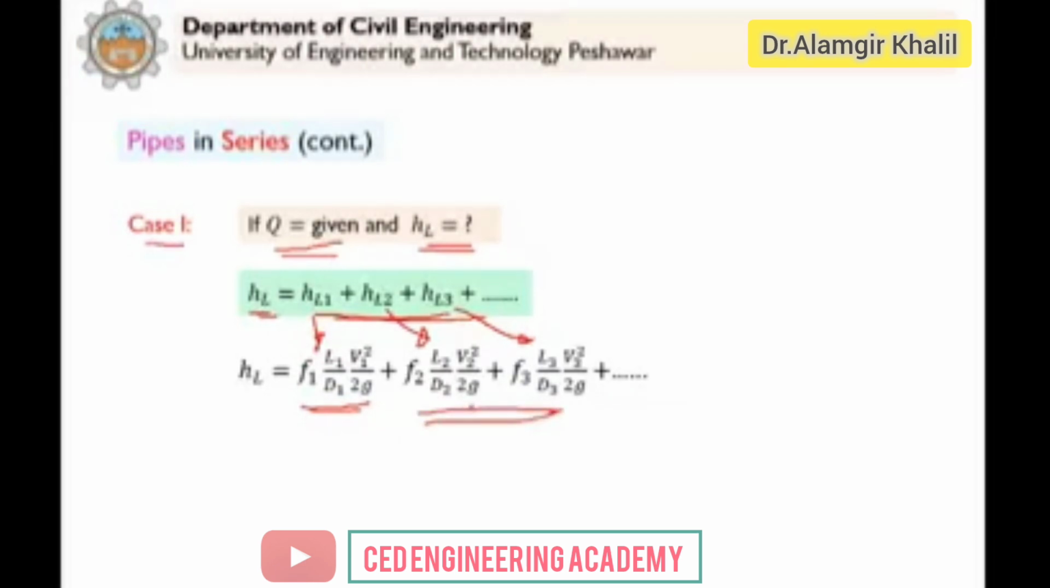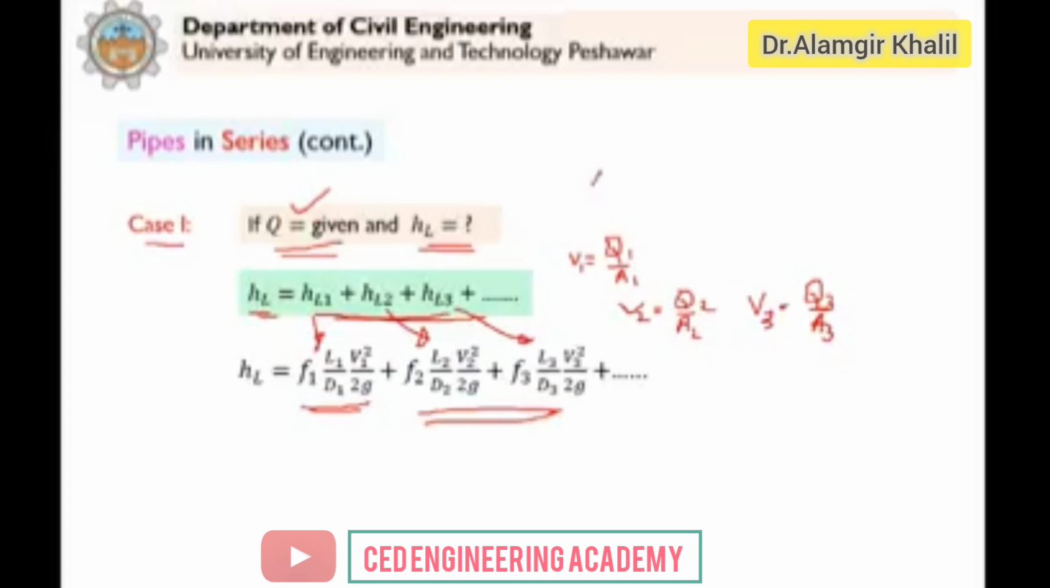So HL we can calculate. Let's say the discharge is given. When the discharge is given, you can calculate V1. V1 will be equal to Q divided by area A1. Similarly, you can calculate V2, which will be equal to Q divided by area A2. Similarly, you can calculate V3 and so on, which will be equal to Q divided by area A3. So this will be actually Q3, this will be Q2, and this will be Q1.